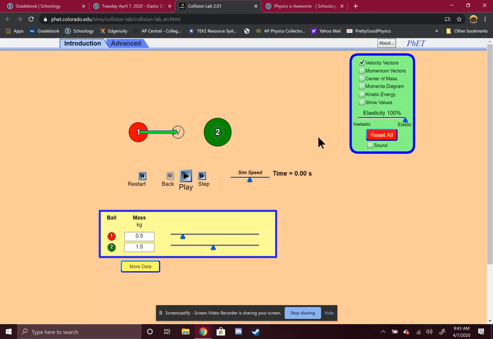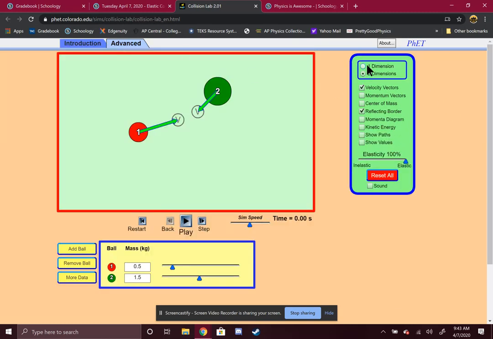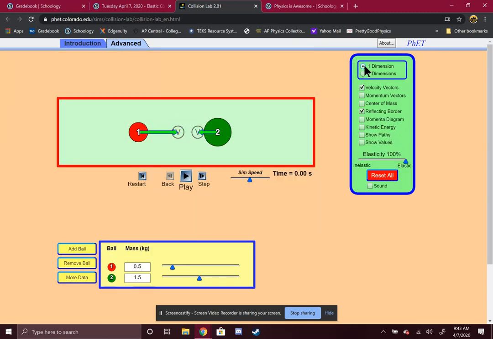After you do all that, please note that this does not negate you actually reading the lab, but a couple of things. So first thing, you want to be in the Advanced tab. You want to go to One Dimension. Your vector velocities are already clicked, so you have your velocity vector there.